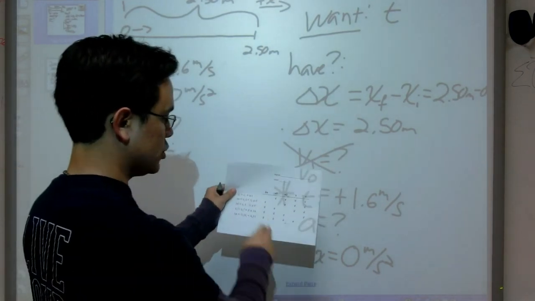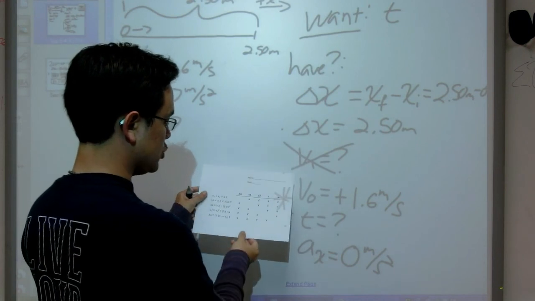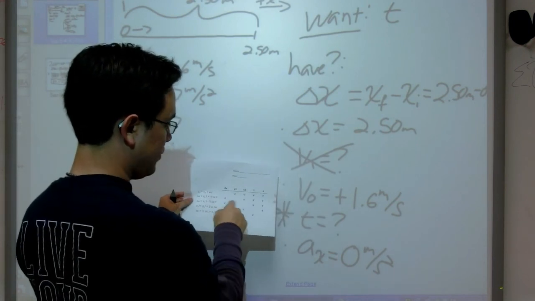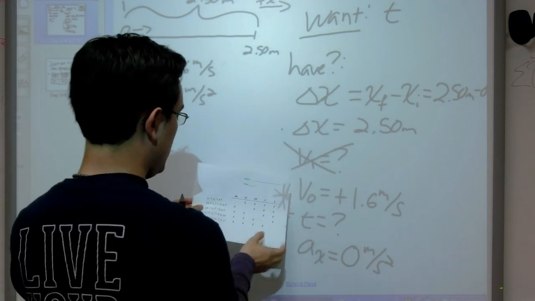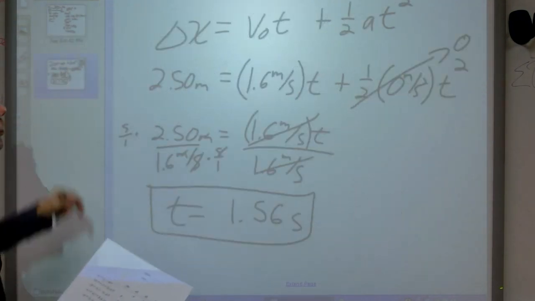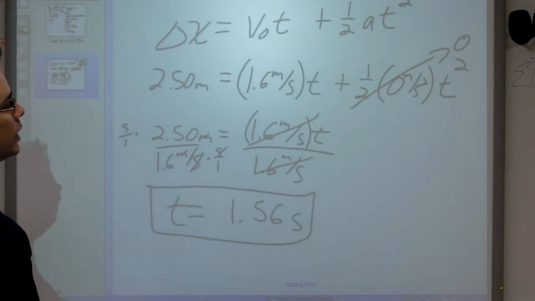With that information, we could look through and find the equation that doesn't have whatever we don't care about in it. In this case, it was our final velocity, meaning that it was equation number 2. And then we put in our values and solved for it.